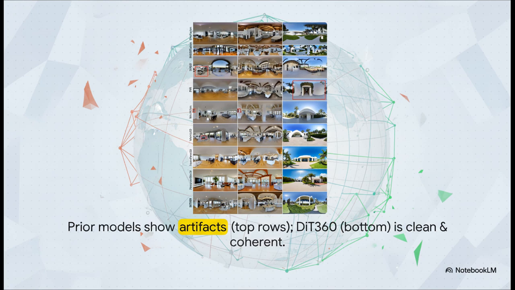On the left, this is a result from a previous leading model. Look inside that red box. See how the structures on the ceiling are all warped and blurry? It's like the AI just gave up trying to figure out the geometry out there. The whole thing feels kind of flat, kind of CG.